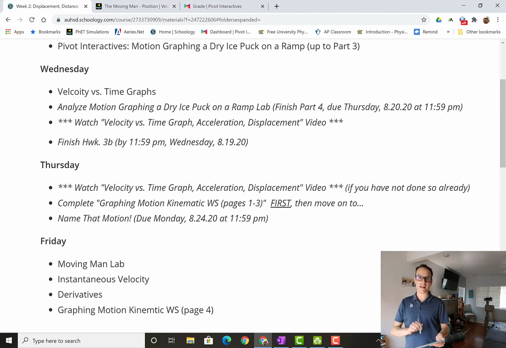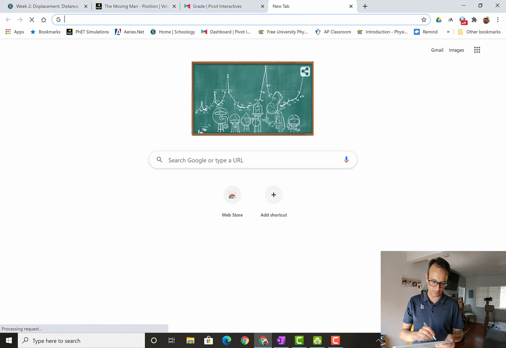And then name that motion is, it says in the thing, you've got description of motion and numbered graphs, and you are to match the description with those numbers. And you're basically going to, once you've got the graph numbers and the descriptions matched, you can then go to the quiz, which you can do multiple times.